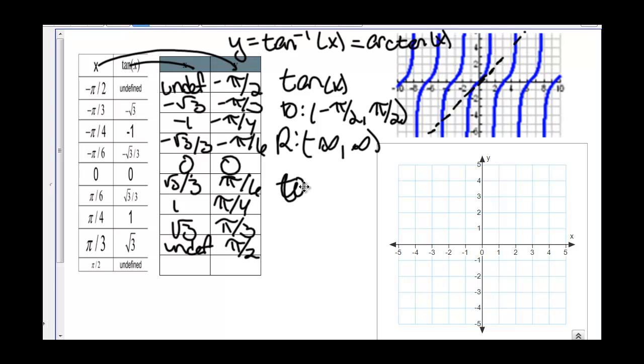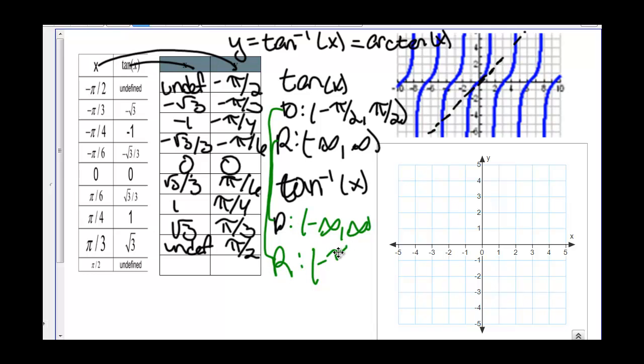That means with the inverse tangent, our domain is now going to be negative infinity to infinity, and our range is negative pi over 2 to pi over 2.